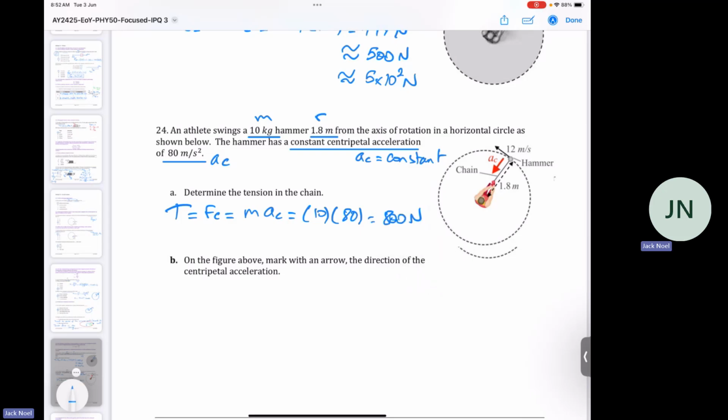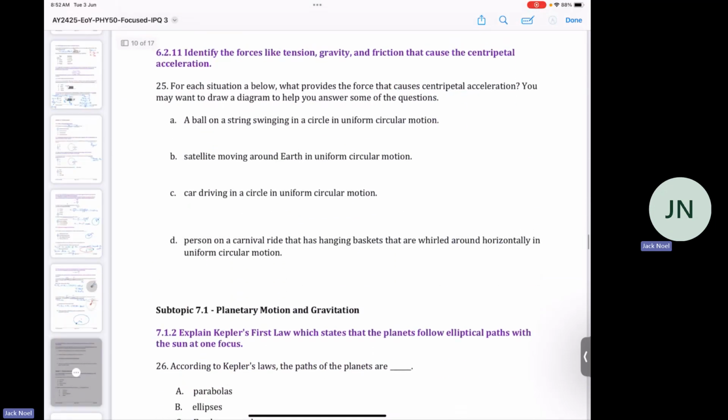On the figure above, mark with an arrow the direction of the centripetal acceleration. It's already marked, but I want to show you here from another perspective. Let's say the hammer is here, and this is the center of the circular path. The acceleration is going to be pointing towards that center. That's it.